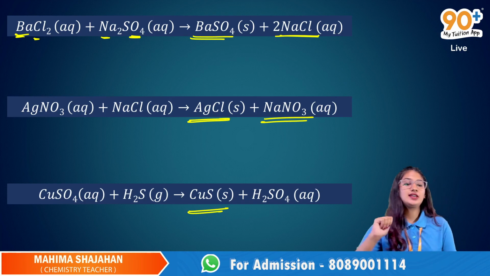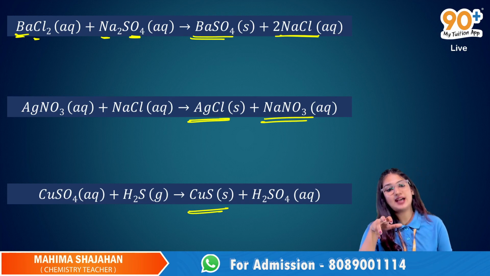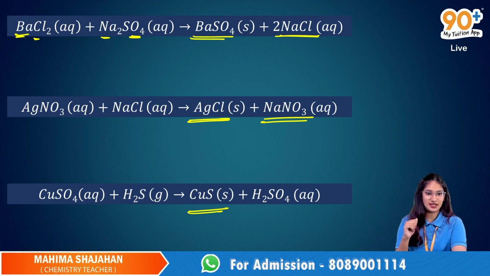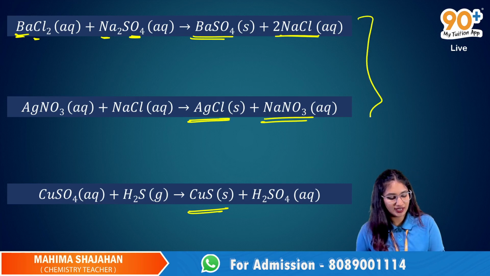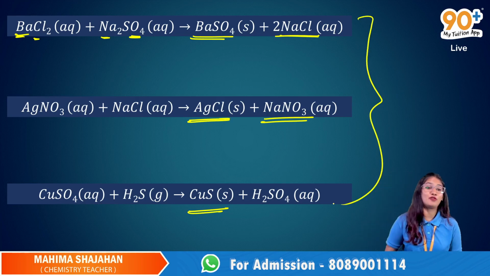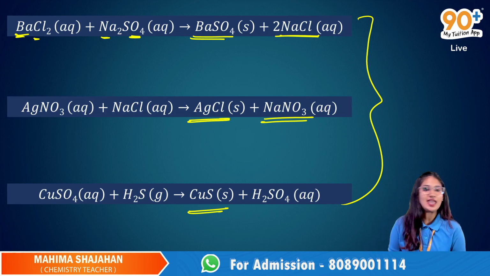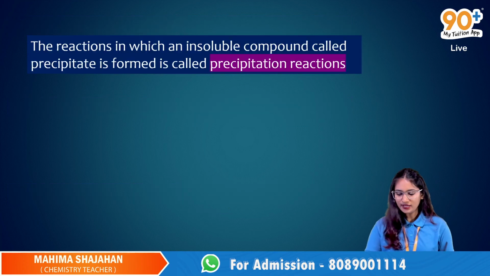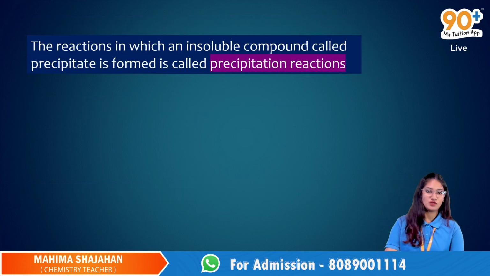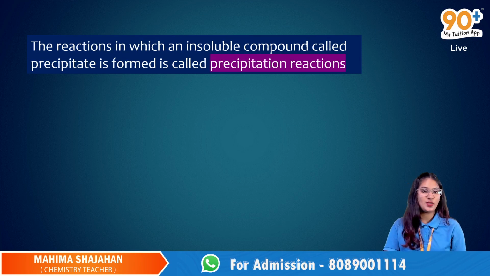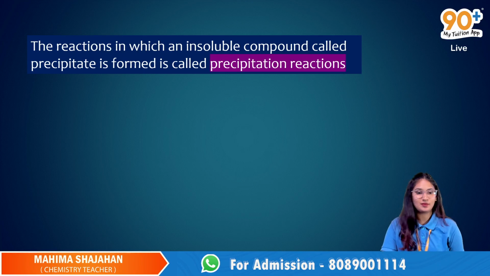So the insoluble salts that separate out and settle at the bottom are called precipitate. So all these reactions are examples of precipitation reactions. What's a precipitation reaction? The reaction in which an insoluble compound called precipitate is formed. So precipitation reactions are double displacement reactions.